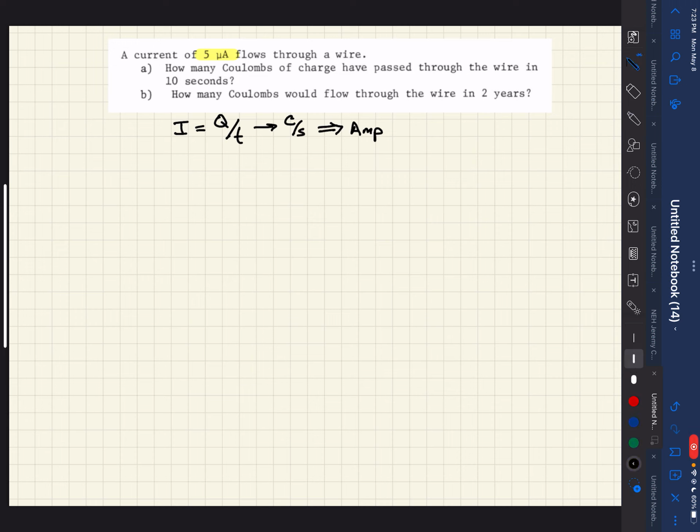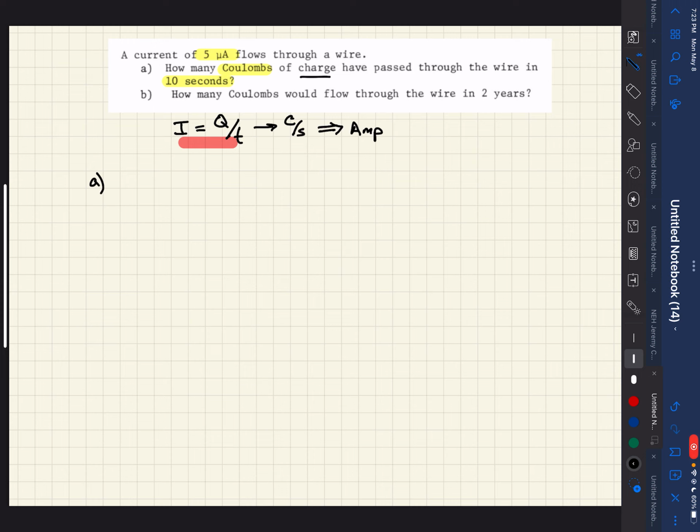And so we want to use this information to solve for a couple of time frames. So in part A, they tell us they want us to calculate the total charge in coulombs that travels through our wire with this 5 microamps over a time period of 10 seconds. So that being the case, we will need to utilize this equation here that we defined for the relationship between charge and current. And so to do that, though, we're going to need to solve this equation for charge, because that's what we're looking for. They want us to determine what the total charge is.